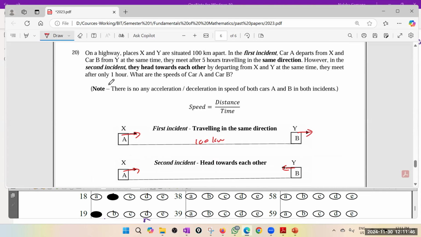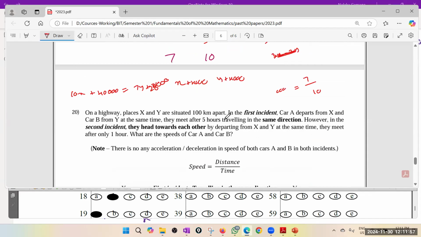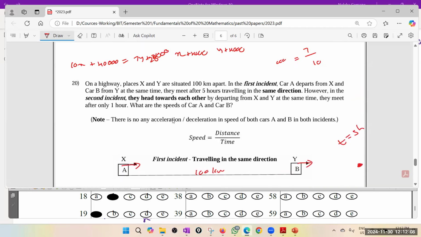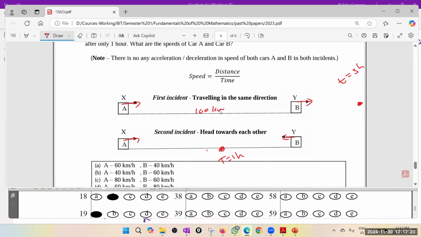They meet after only 1 hour. So here they meet when t equals 1 hour. Earlier, they met somewhere here after 5 hours. Let's try to understand the question. What are the speeds of car A and car B? There is no acceleration or deceleration in the speed of the cars in both incidents, so it's uniform velocity. So let's write a formula.